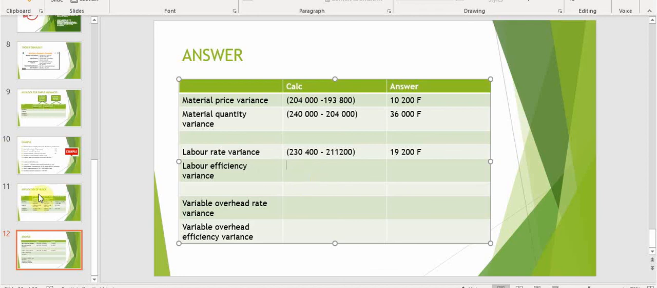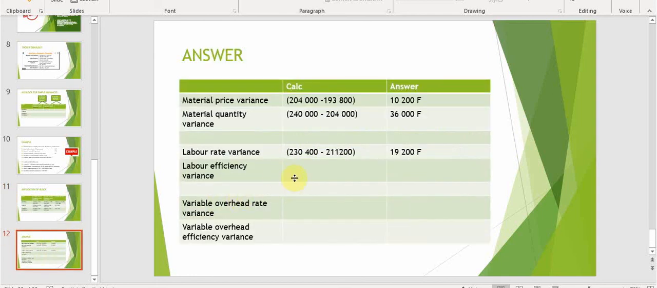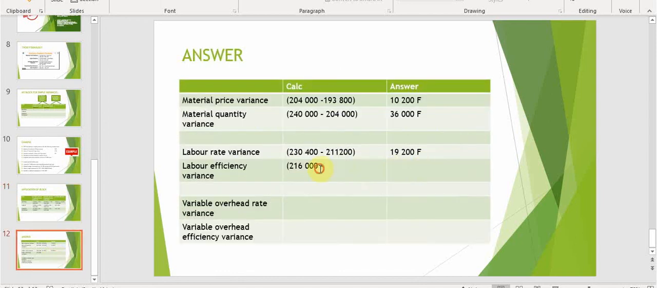I go to labor efficiency. Labor efficiency is then the second column minus the third column, so it's 216,000 minus this amount of 230,400. And I get to an unfavorable answer now of 14,400 unfavorable. Let's do it one last time.